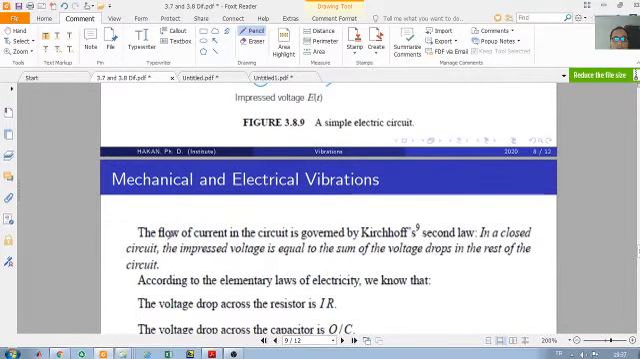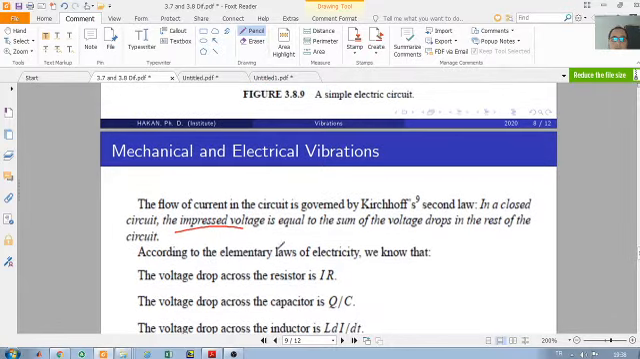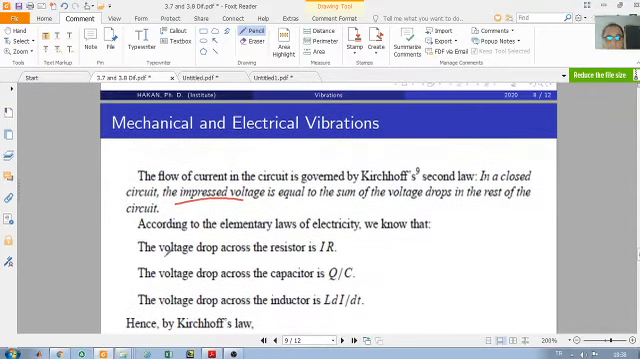The flow of current in the circuit is governed by Kirchhoff's second law. In a closed circuit, the impressed voltage is equal to the sum of the voltage drops in the rest of the circuit. So according to the elementary laws of electricity and according to this law, we will determine an equation that states the situation.